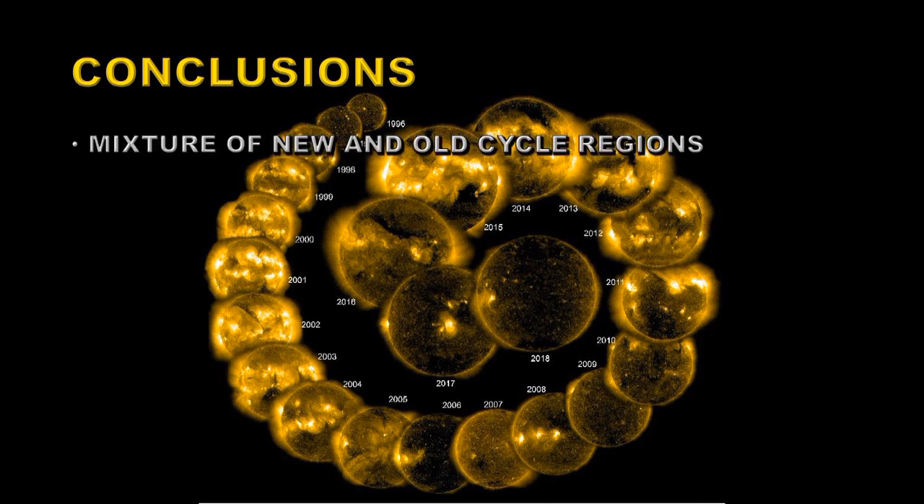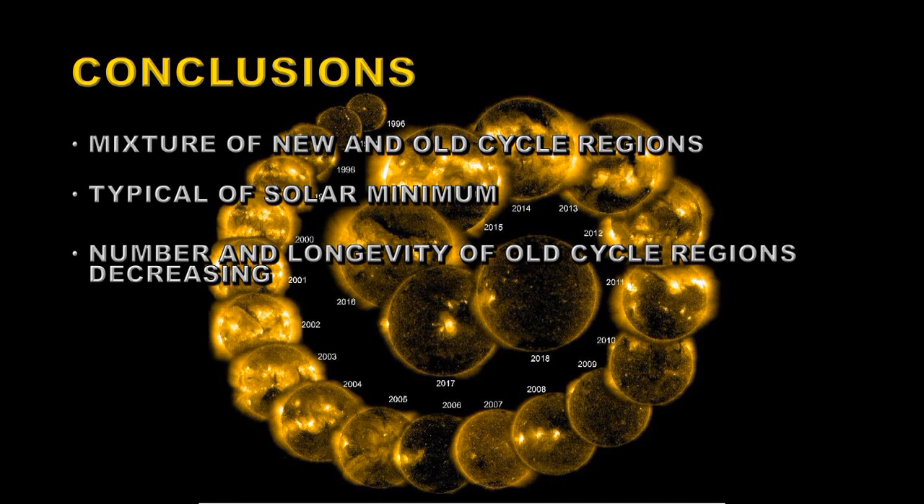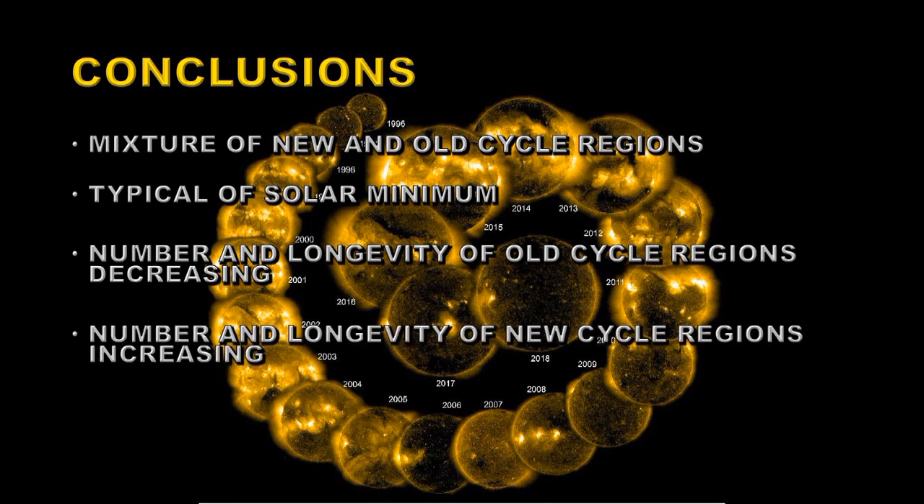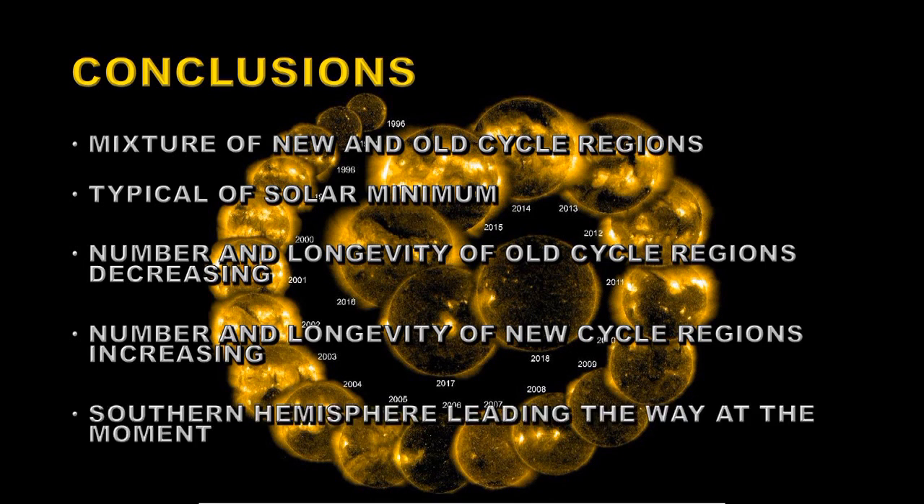So what can we conclude from all of this? At the moment we have a mixture of new and old cycle regions. This is typical of solar minimum, the transition between one solar cycle and another. The number and longevity of old cycle regions is decreasing, while the number and longevity of new cycle regions is increasing. The southern hemisphere is leading the northern hemisphere slightly, but not necessarily will be that way for the rest of the time.